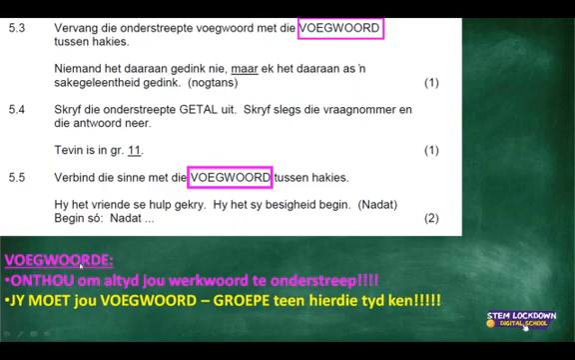So wat sê ek oor voegwoorde? Onthou om altyd jou werkwoord te onderstreep. We are still with identifying the verb. You need to be able to identify the verb. En dan sê ek hier, jy moet jou voegwoordgroepe teen hierdie tyd ken. You do need to know your conjunction groups by now. You need to know which conjunctions belong to group 1, group 2, and group 3.